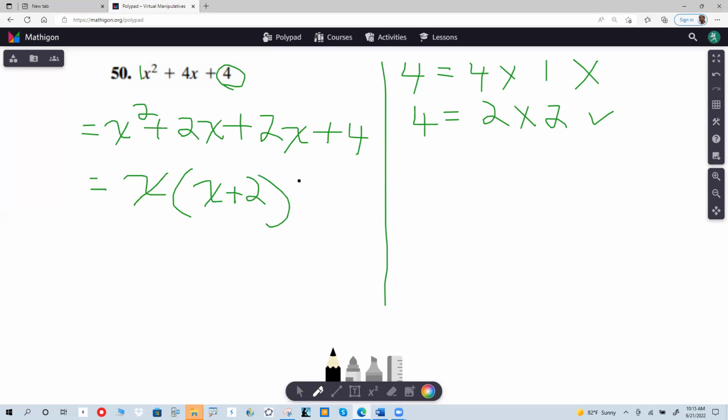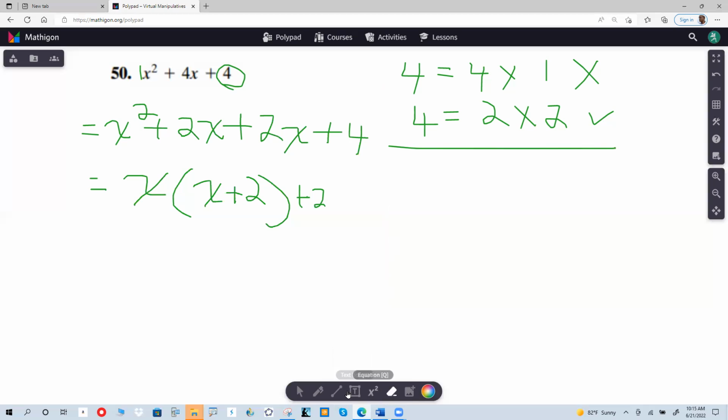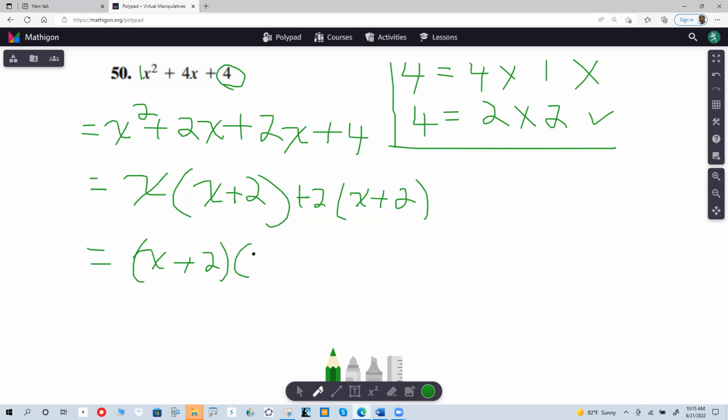This time, I'm going to factor out a positive 2. And what am I left with? x plus 2. Now, I am not surprised, guys. I have 2 factors that are identical.